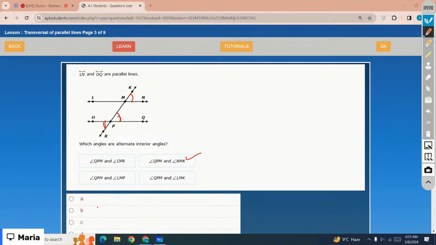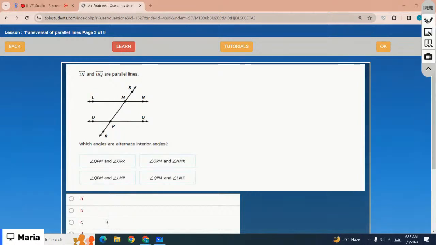Hold on. No, they are not. They are on the same side. QPM and LMP. They are the alternate interior angles. See, they are on the opposite side of each other. So they are the alternate interior angles. Option number C is the correct option, right? C is the alternate interior angles.